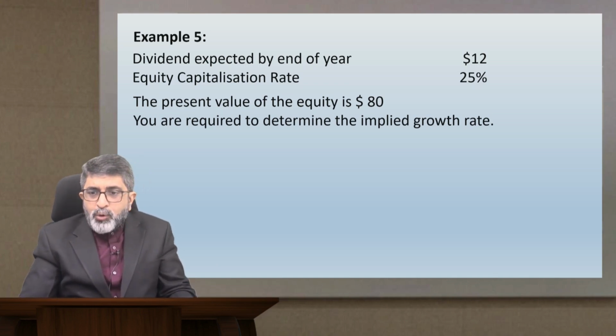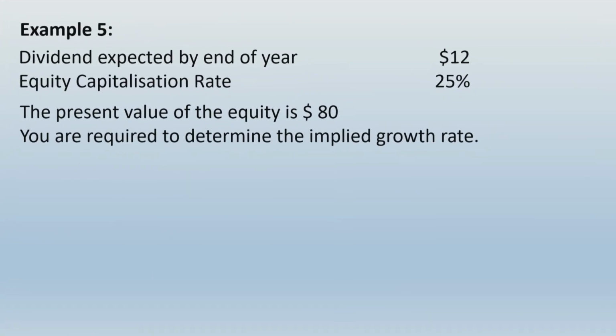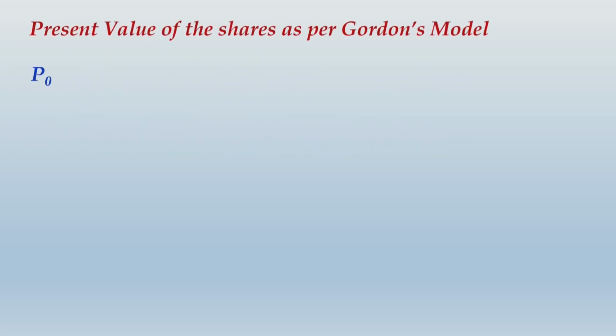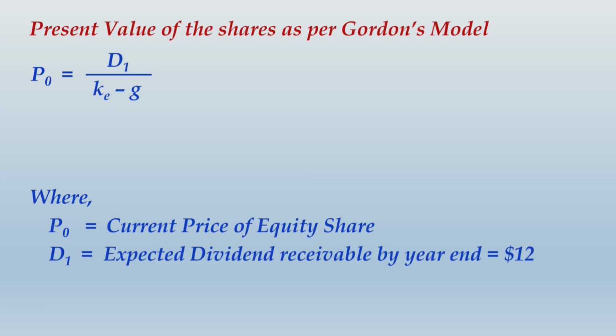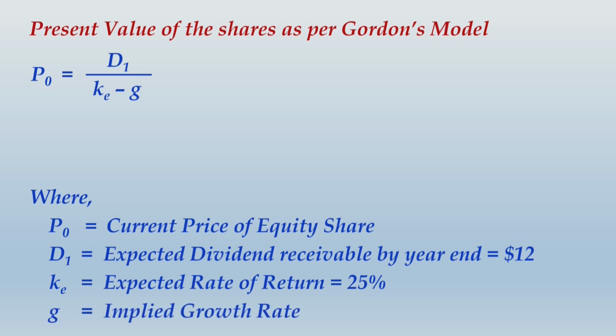So let me show you how to present the solution over here. In your solution, you are just going to write the present value of share as per Gordon's model, P0 equals D1 divided by KE minus G. You define these variables. P0 is the current price of the equity share. D1 is the expected dividend receivable by year end, that is $12. Expected rate of return KE is 25%, and G over here is not a known growth rate but the implied growth rate. When we substitute all these values in Gordon's model, we get $80 equals 12 divided by 0.25 minus G.